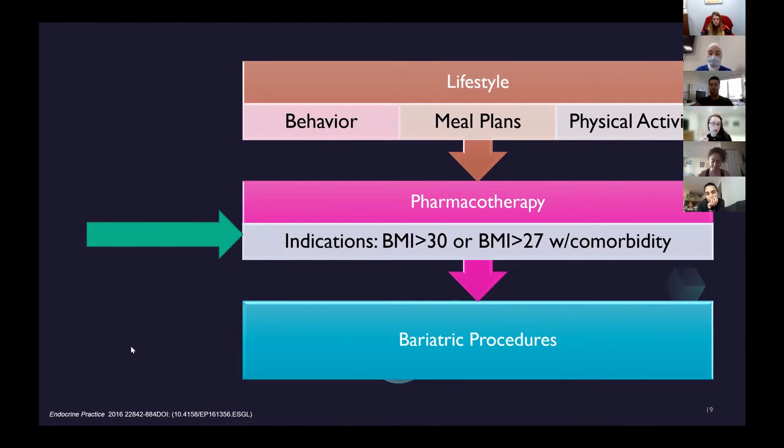So really, you should see a 5% weight loss in 3 months, or either give up, augment, or change it. And the indications are pretty loose. If your BMI is over 27 with a comorbidity, or over 30, it's indicated and part of the algorithm. It's not true to the algorithm because it's really confusing, but it's part of it.